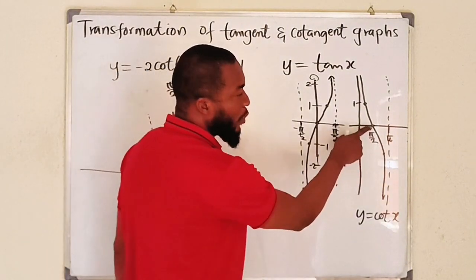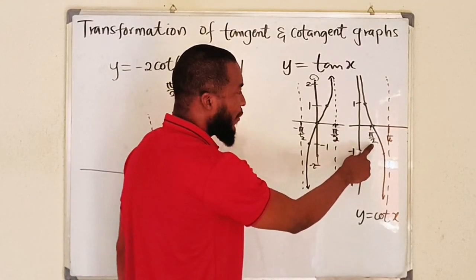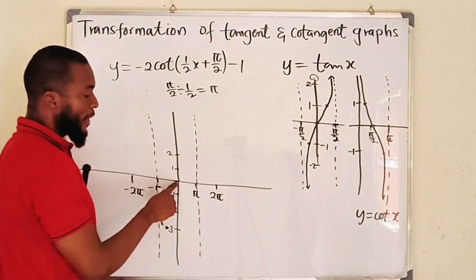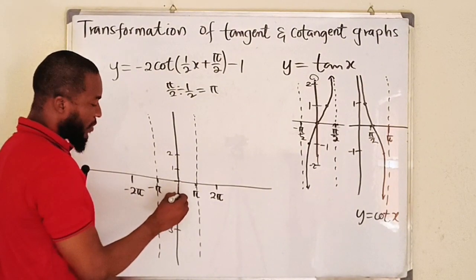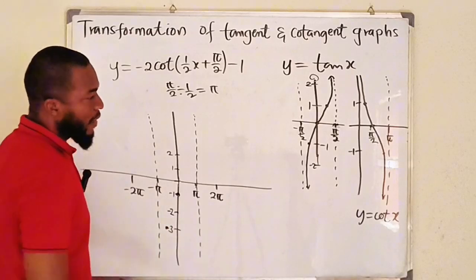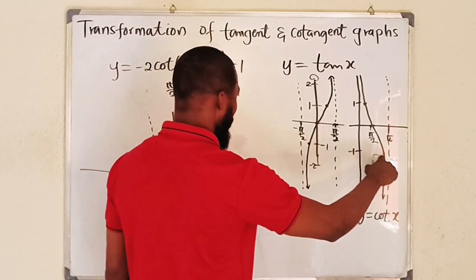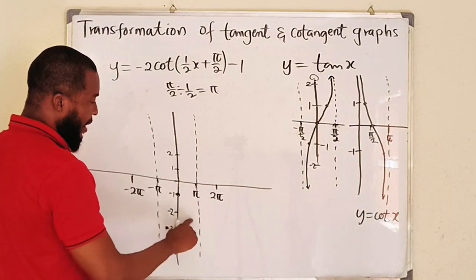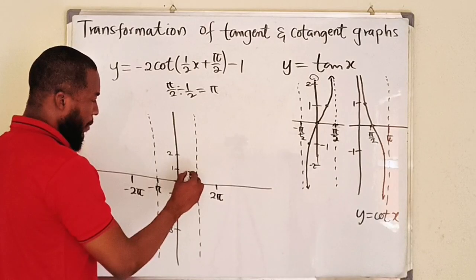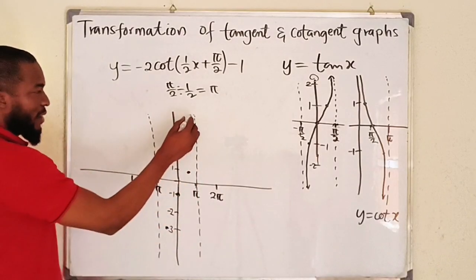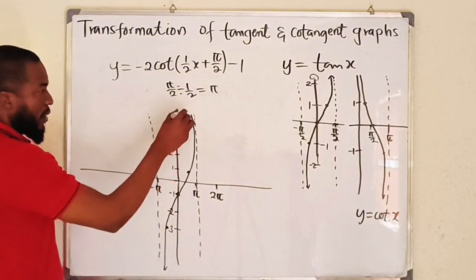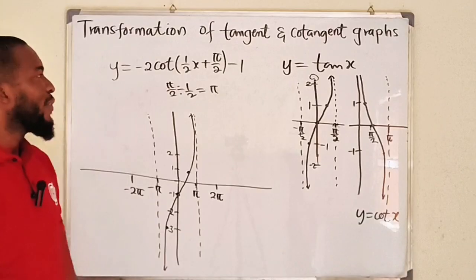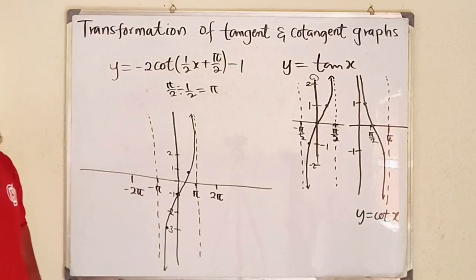Then remember, we used to have a point here. This is the first value here from our first vertical asymptote. This is our first vertical asymptote, so it is going to be here, but has been shifted down, so at negative 1. Then we used to have a point here at minimum. So this value here that's supposed to be at minimum, it will be at maximum, and the maximum is now 1. So let's connect. This is now the graph of negative 2 cotangent of 1 over 2x plus pi over 2 minus 1.